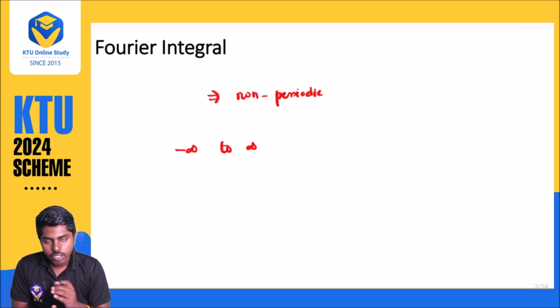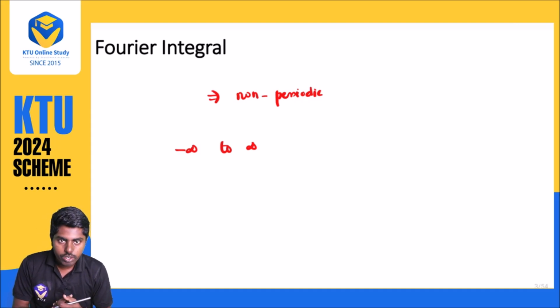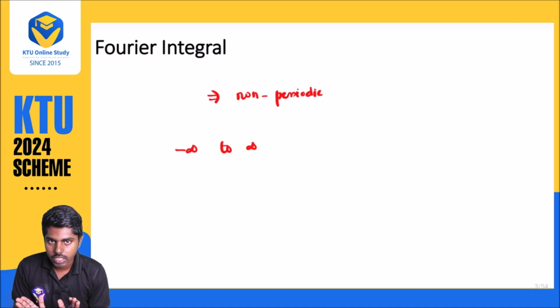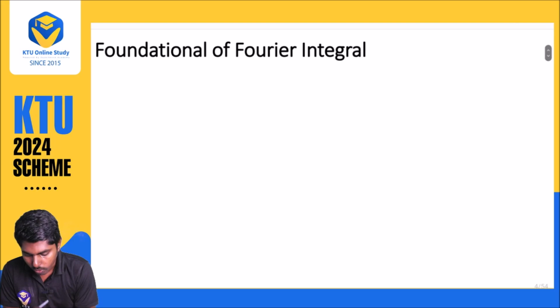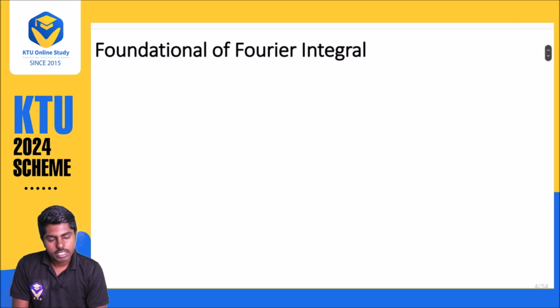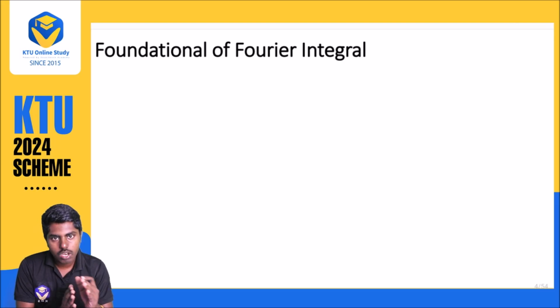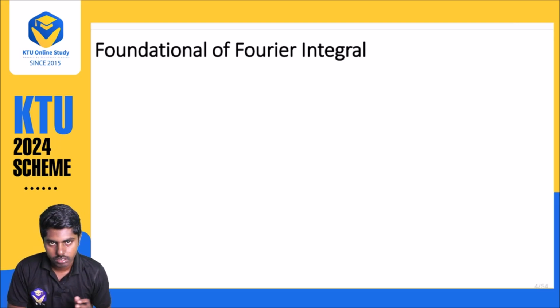Here you want to know some basic things. Then when you enter into the topic, it is very easy. Here you want to learn the formula. If you know the formula very well and some basic integration formulas, it is enough to get full marks in this module. So the foundations of the Fourier integral, the basic things you want to know. First of all, you should know what is an odd function and what is an even function.